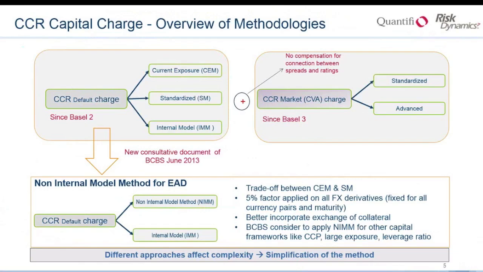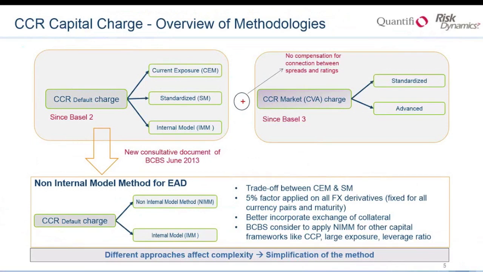Partly for this reason, the BCBS published for consultation a new method for the default CCR charge, replacing both the CEM and the standardized methods. They suggest to use the non-internal model method, denoted as NIMM, as described here in this slide. Broadly, we can say that it has a similar structure as the CEM method. So it's a current mark-to-market plus a potential future exposure add-on. But the methodologies underneath are very different, in particular in the application of the collateral and the offsetting rules that will result in a lower exposure at default.